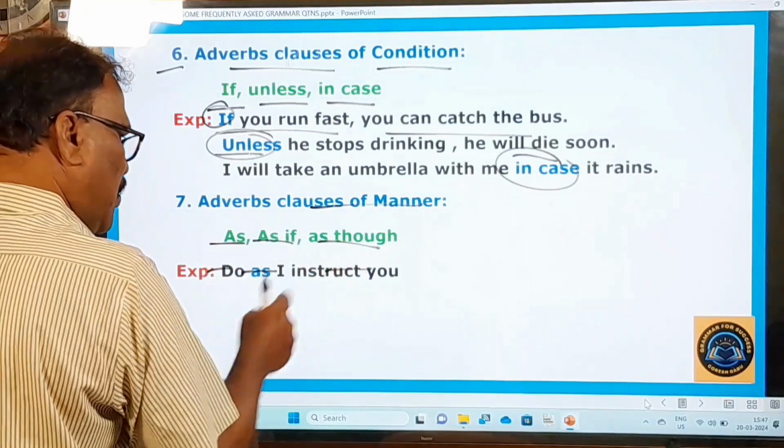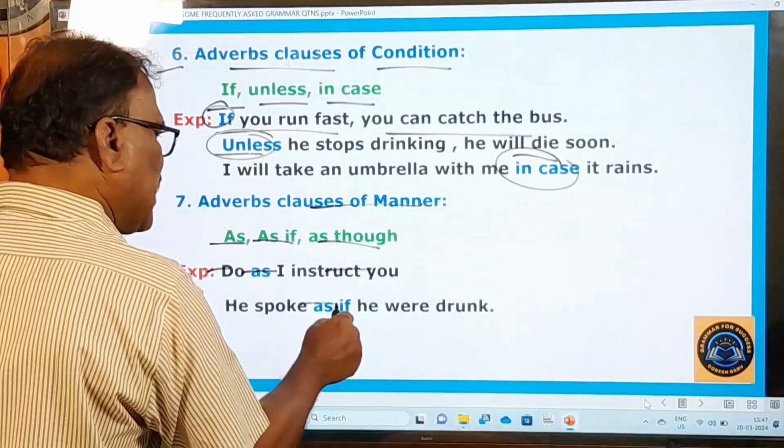Do as I instruct you. Okay, and he spoke as if he were drunk.